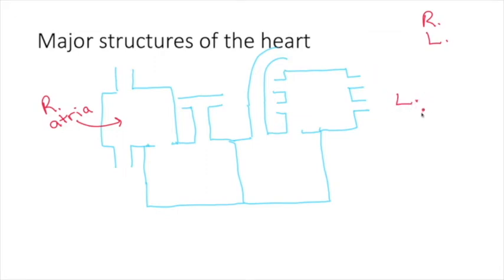This over here is the left atria. And notice that right, left is not your right and left. You're going to have to switch it to be the patient's, so to speak, right and left. So if you have difficulty with right and left, this is just going to make it that much harder.